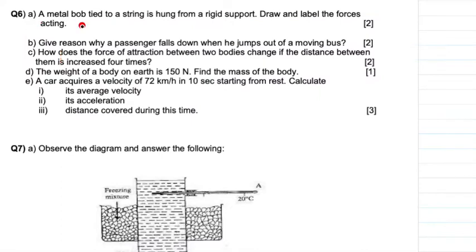Question number 6A. A metal bob tied to a string is hung from a rigid support. Draw and label the forces acting. Let's see how we draw that.